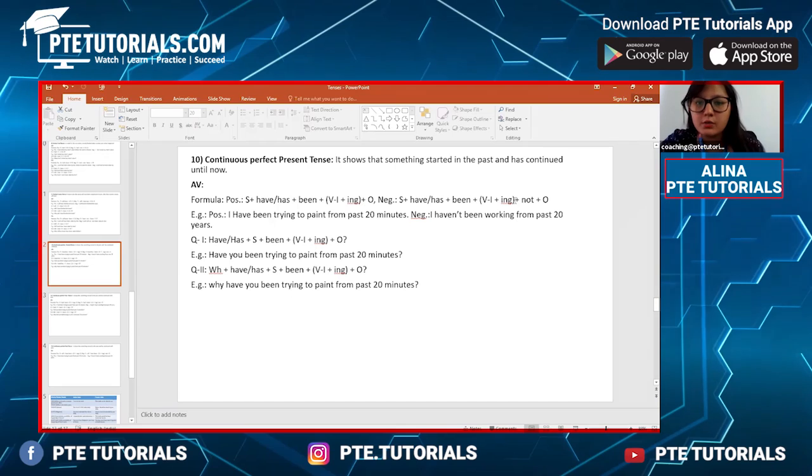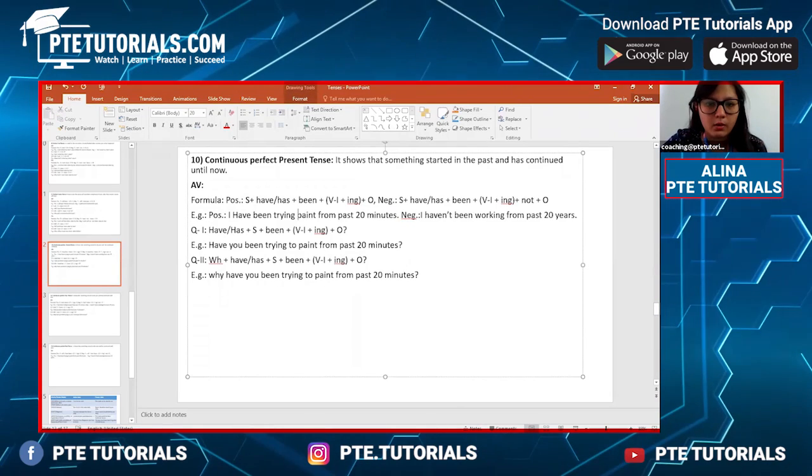I have been trying to paint from the past 20 minutes. He is doing an activity continuously for the past 20 minutes. He is not able to do the painting. So I have been doing, and verb plus ing will come. Why so? Because it is continuous. That activity is being done for the past 20 minutes. I have been trying to paint from the past 20 minutes. I have been painting will work as well.